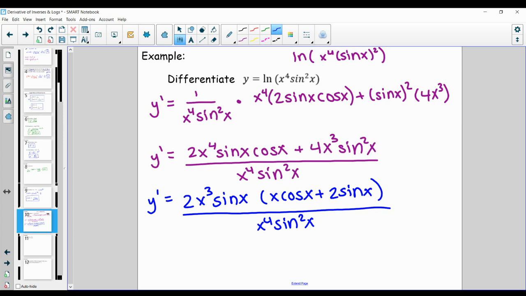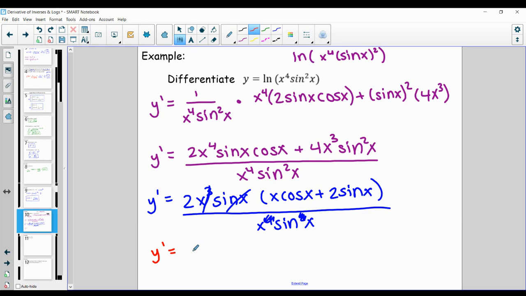So from here, we could simplify with what we pulled outside. So the x cubed is going to go away, and this x to the 4th is just going to become an x. This sine can go away, and this sine squared is just going to be sine. So let me change colors.